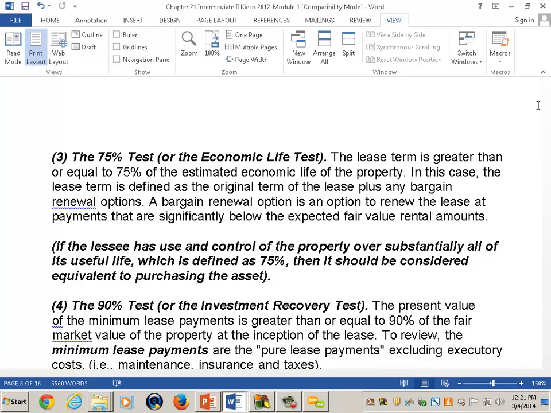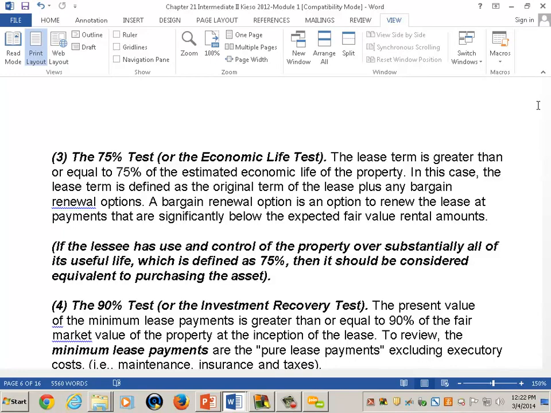So again, and by the way, if the asset is a used asset, you can't capitalize it under these 75 or 90 because you're not going to hold it long enough to have what? The risks and rewards of ownership. You're not going to have it long enough.